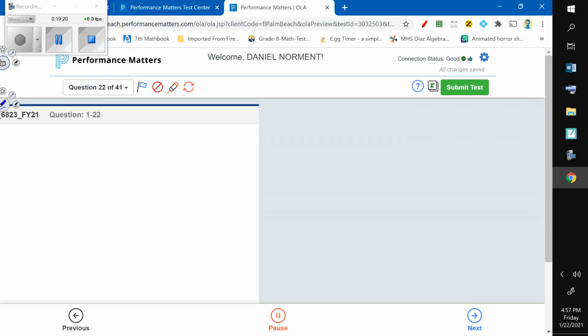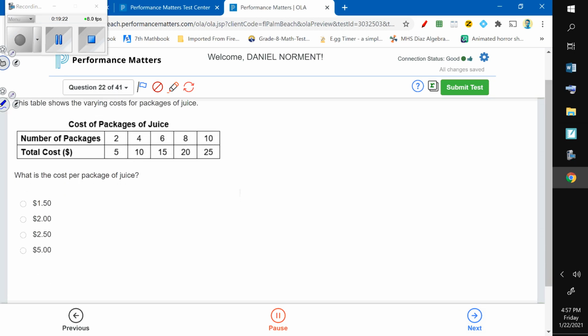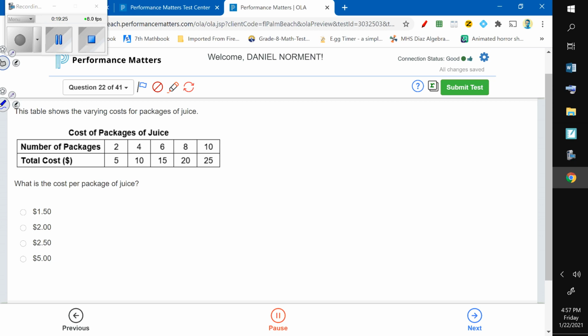22. This table shows the varying cost for packages of juice. What's the cost per package of juice? Okay. Well, 5 times 2 is 10, 2 times 2 is 4, 5 times 4 is 20. Okay, so these are all the same equivalent ratios. All I need to do is divide to get the package.